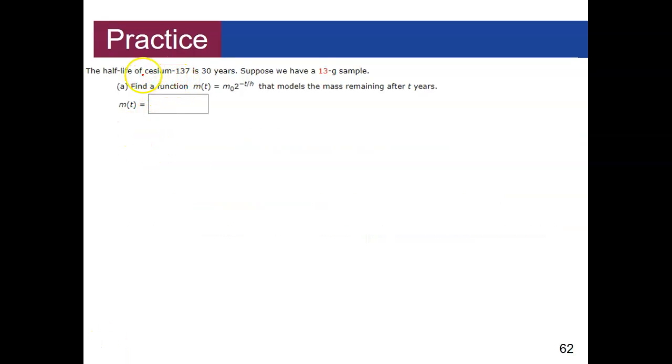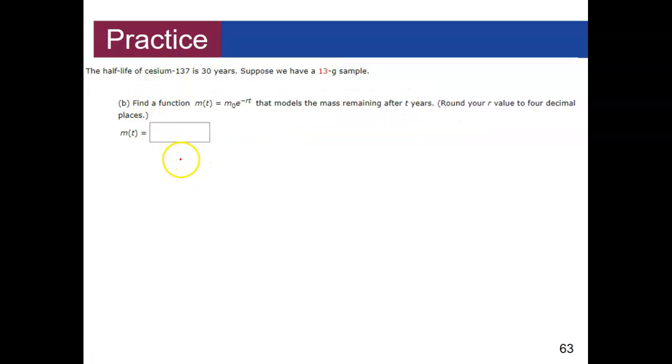Okay, for this first one here, the half-life of cesium-137 is 30 years, so this is our H. Suppose that we have a sample of 13 grams to start with, so that's our initial starting mass. So when we plug into this, we're going to have our initial starting mass times 2 to the negative t divided by 30. And we need to make note that our time is in years. Okay, so this will be the model that we would get.